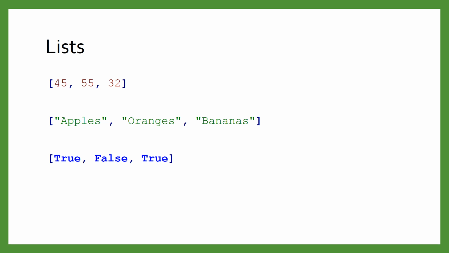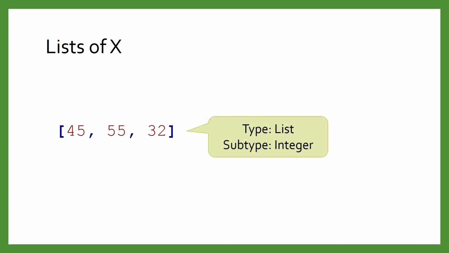The first composite type we will learn is the list type. A list is a sequence of values in a specific order. For instance, you could have a list of numbers or a list of strings. A list is a type, much the same way that integer is a type. However, the list will also have a subtype, which is what it is composed of. So if you have a list of integers, its type is list, and its subtype is integer.